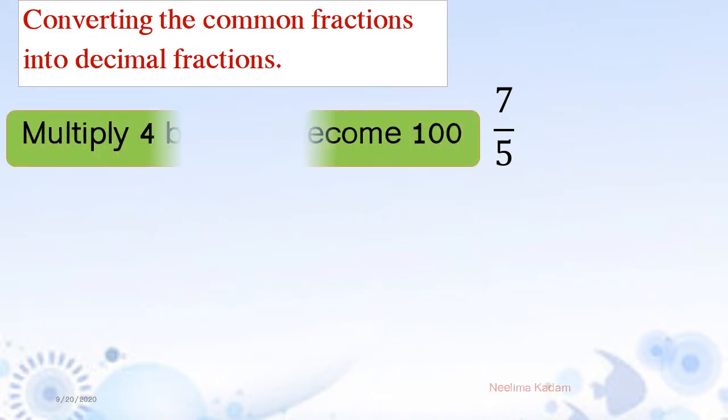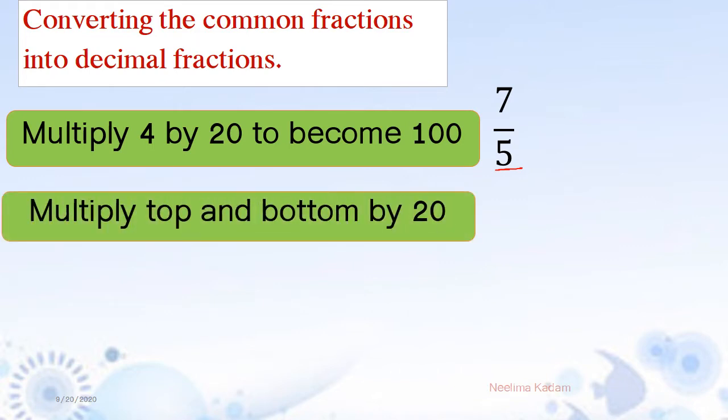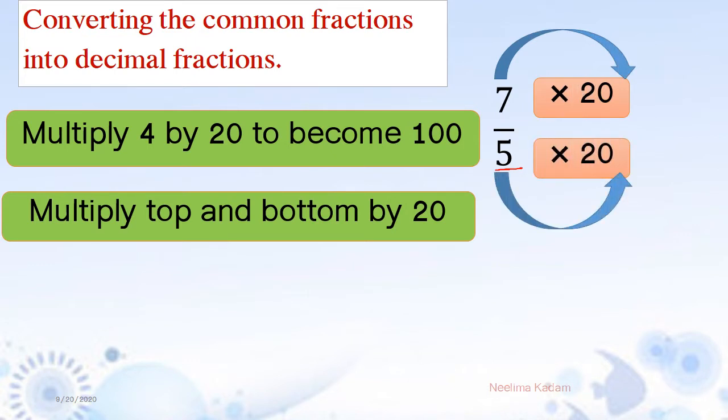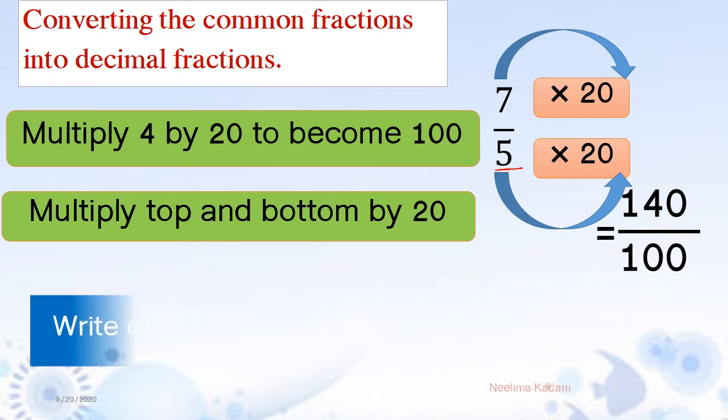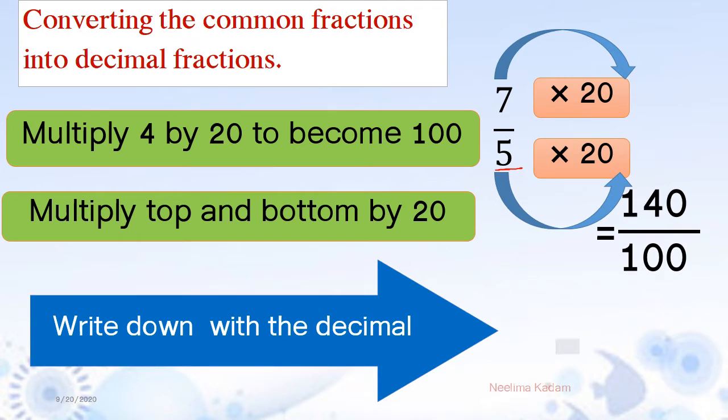7/5. Again here in the denominator number 5 is there, so we have to multiply by 20 to become 100. So multiply numerator and denominator by 20. So 7 2s are 14, 140 upon 100. With decimal point, 1 2. So 1.40 means 1.4.